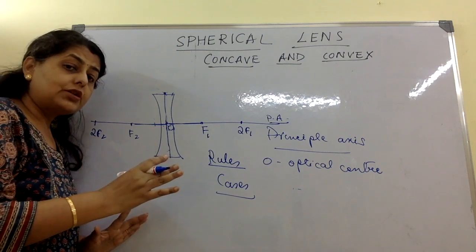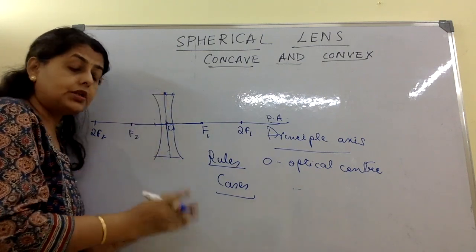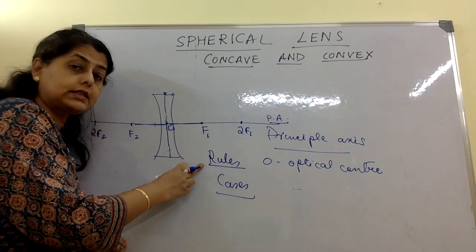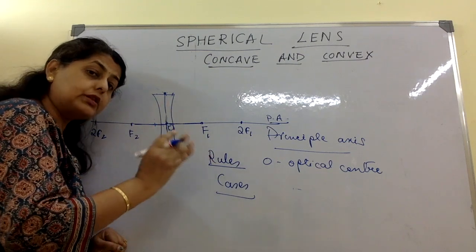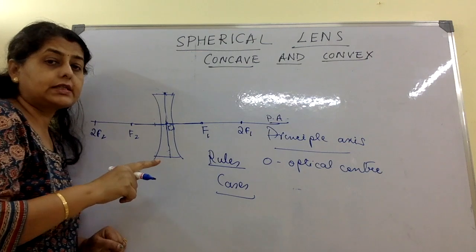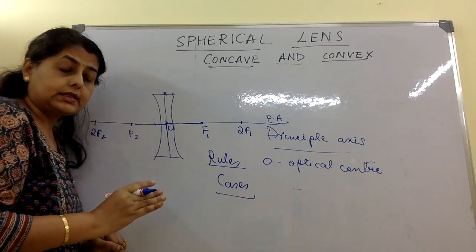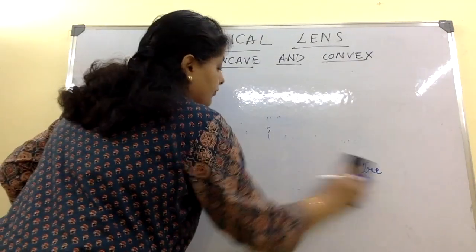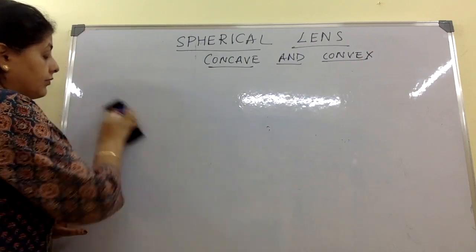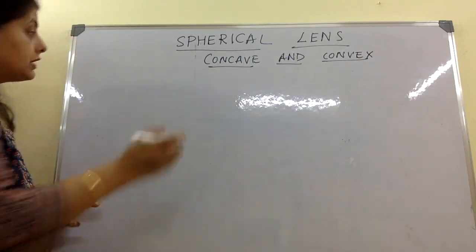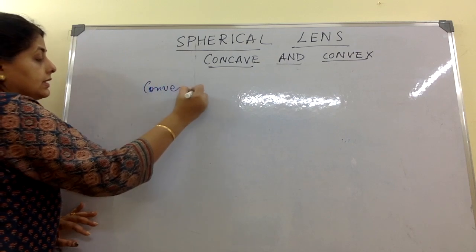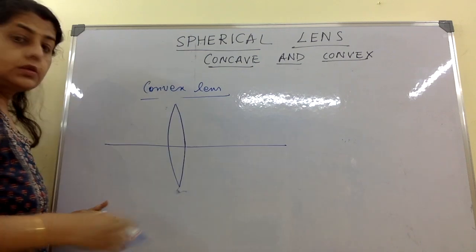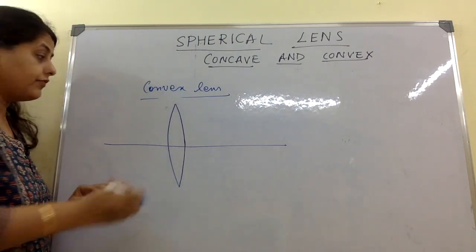Okay, now what I am trying to tell you is start differentiating between the rules and the cases. Okay, cases is little different, rules is little different. Okay, so I'll start with, there are three rules for this lens and for the convex lens, and then we'll start with the cases. So let's start with the rules. First, convex lens. Okay, first is convex lens. In convex lens, first thing, so this is our convex lens.